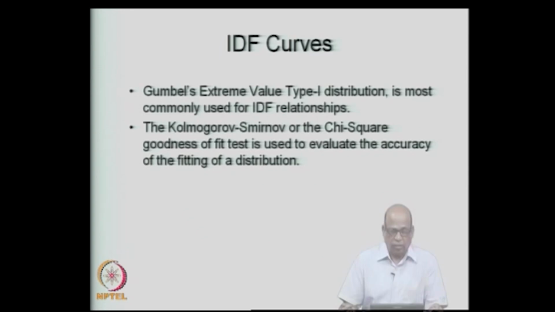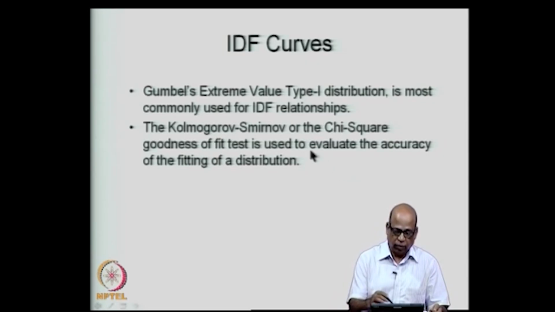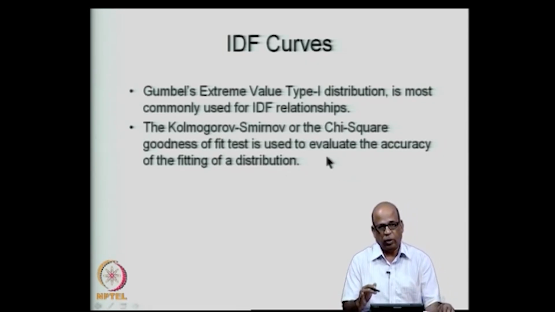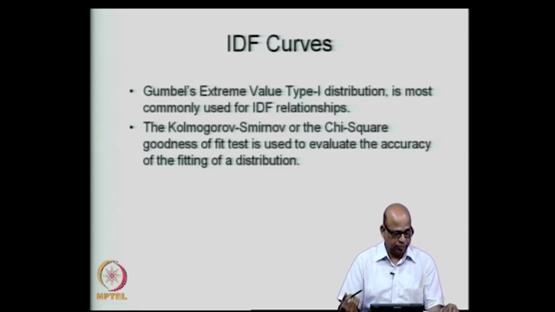Then, as I mentioned, for each of these durations we fit a distribution, and our confidence in fitting these distributions arises out of statistical tests. So, we carry out the chi-square test or the Kolmogorov-Smirnov test for each duration to satisfy ourselves that the distribution we are using is in fact a good fit for the data that we have. Once we are satisfied, we fix that distribution for the particular duration and then proceed further.